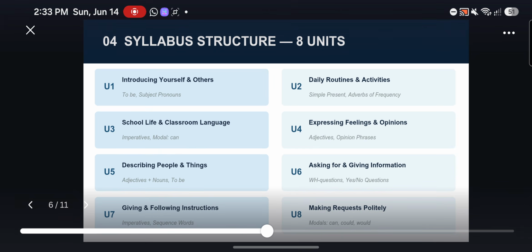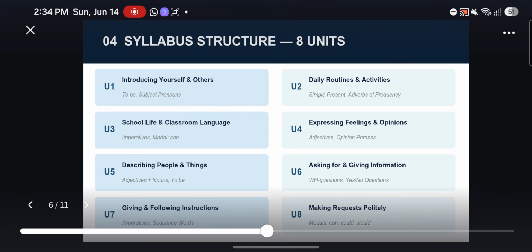Next is Unit 4 to Unit 6. They add more expressive and interactive language. Students learn to express feelings and opinions, describe people and things, and ask for and give information. This is where students start to communicate more freely.